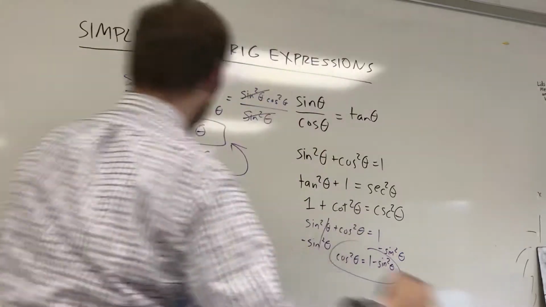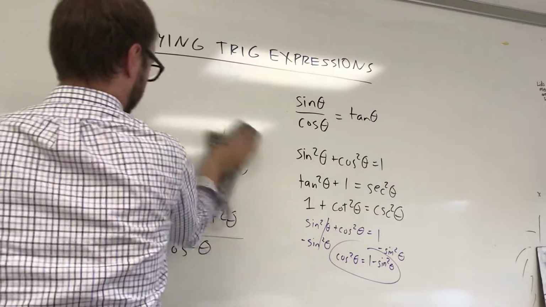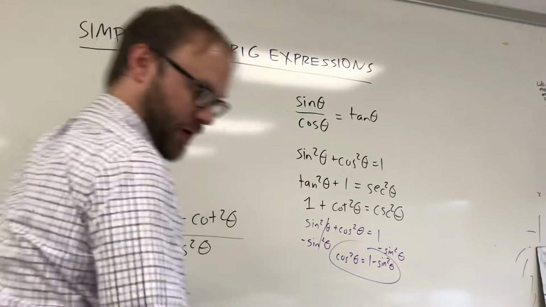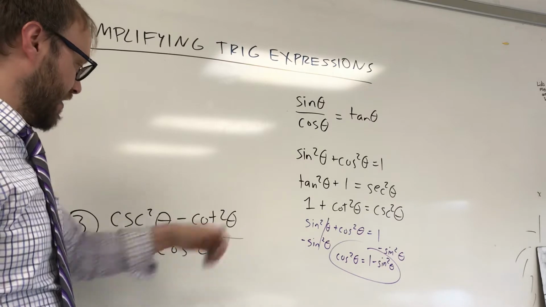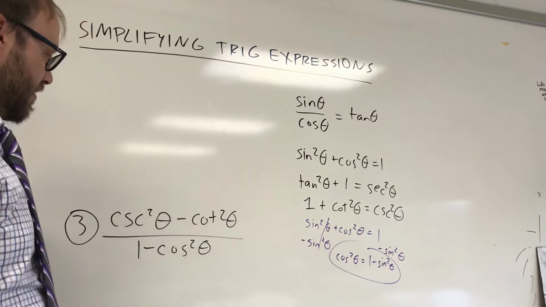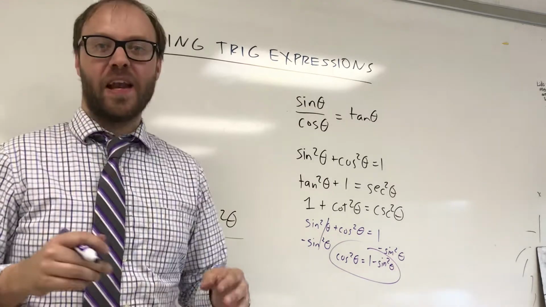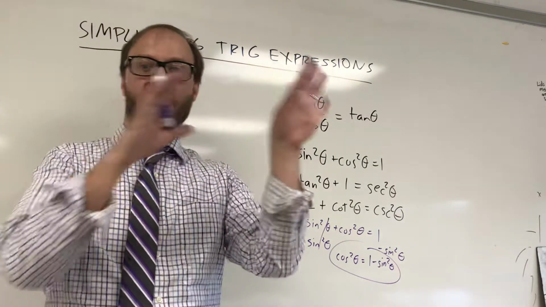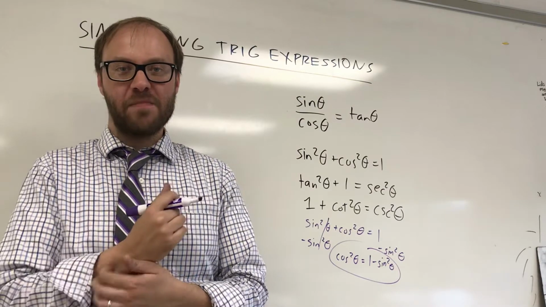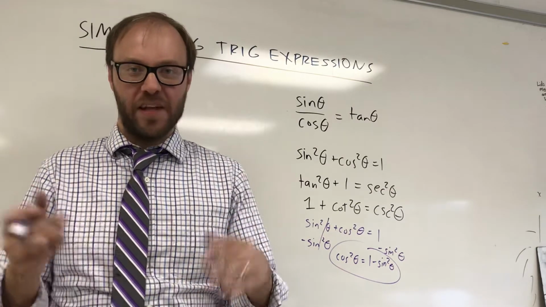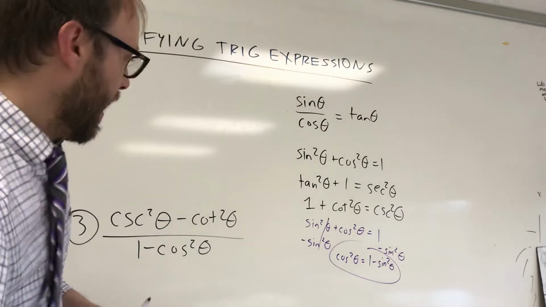All right, moving on to number 3. For number 3, we got a cosecant squared minus a cotangent squared. We got a 1 minus cosine squared. All right, there are a whole lot of different things going on here. And this one, I have a feeling there's a very long, complicated way to do it. There's a very straightforward way to do it. Sometimes you try something and it works terribly, and then you decide to go a different direction, okay?